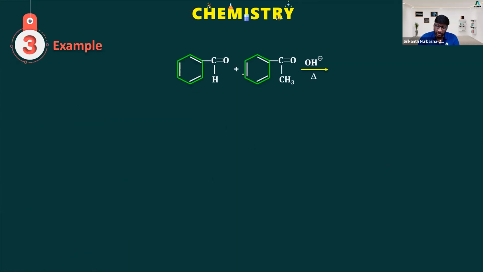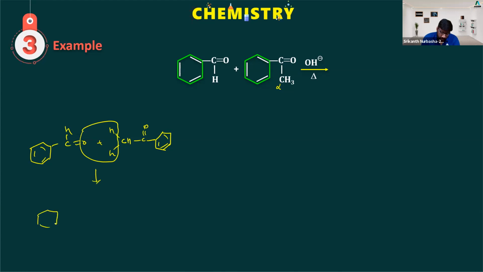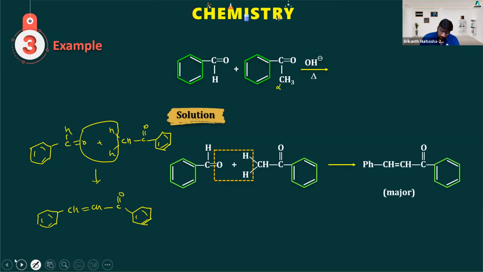Look at this compound, C6H5 CHO with CH3 C=O C6H5. Here you can have alpha hydrogen. Here we have alpha hydrogen. So only one possibility. Oxygen and 2 hydrogens are going to be lost. You will generate C6H5 CH=CH C(=O) C6H5. That is going to be the respective major product.